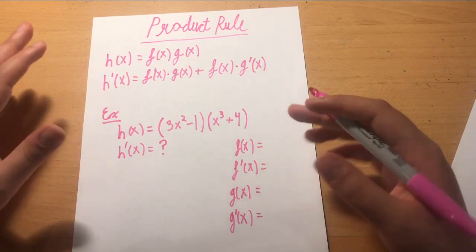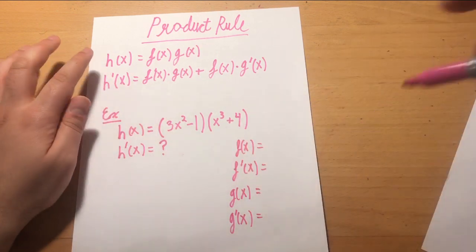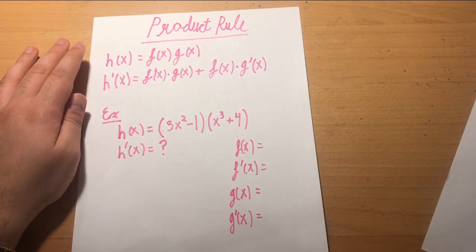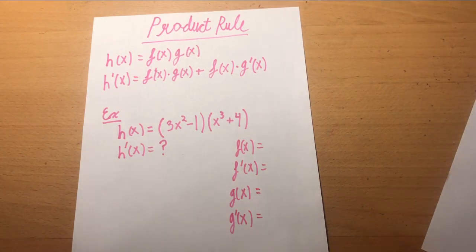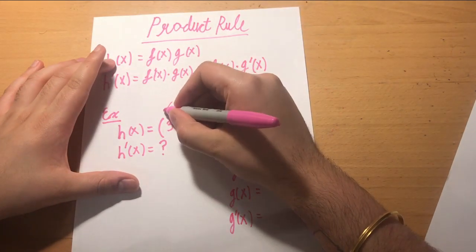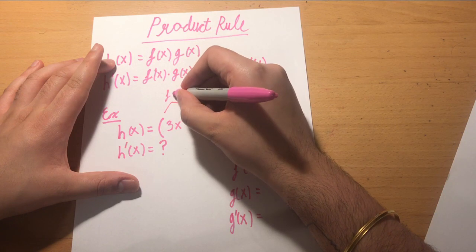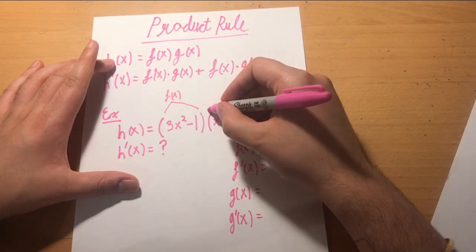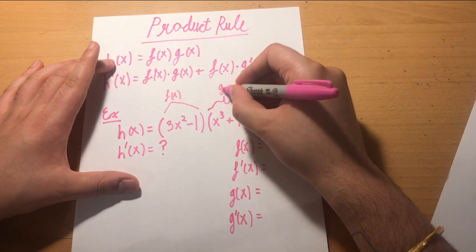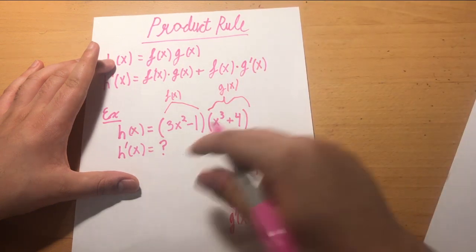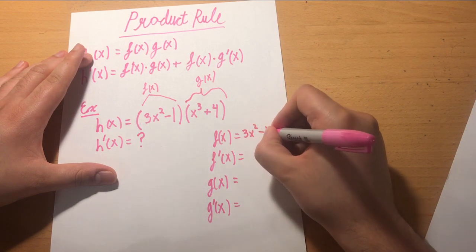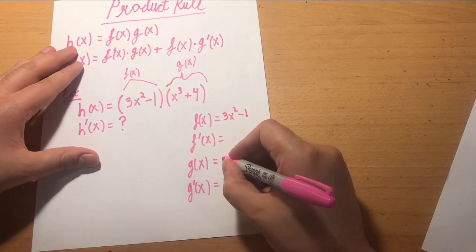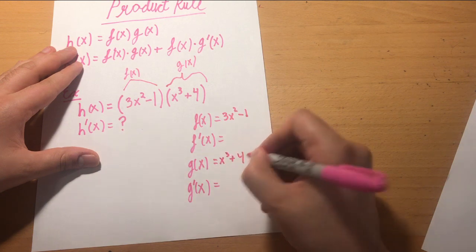So what is f of x? Well, let's see how we can break this apart. For product rule, it should be pretty straightforward. It's whenever you have some term that has your variable, x, multiplied by some other term with your variable. So I'm going to make this our f of x, while I make this thing our g of x. So f of x is going to be 3x squared minus 1, and g of x is x to the third plus 4.